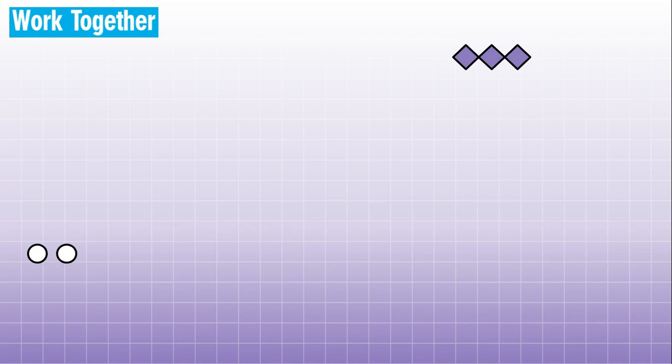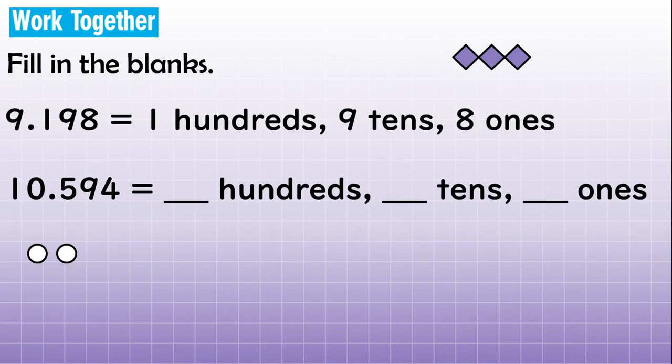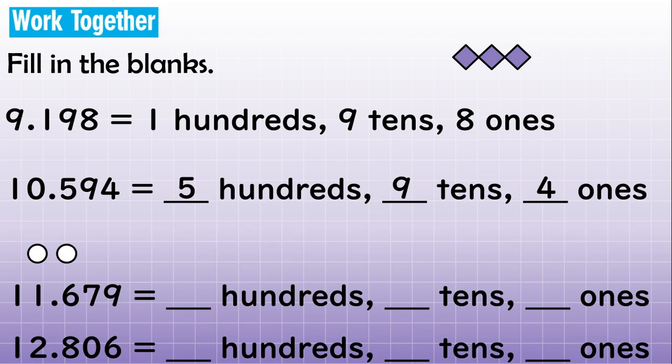Next, work together, still on page 29. Fill in the blanks. So we have here, the numeral is 198. So we're just going to write the missing number for each place value. So for number 10, 594, hundreds will be 5, tens will be 9, and ones will be 4. Very good. For number 11, we have 679. For hundreds, that will be 6. Tens will be 7 and ones will be 9. Very good. For number 12, 806. Hundreds will be 8. Tens will be 0 and ones will be 6.